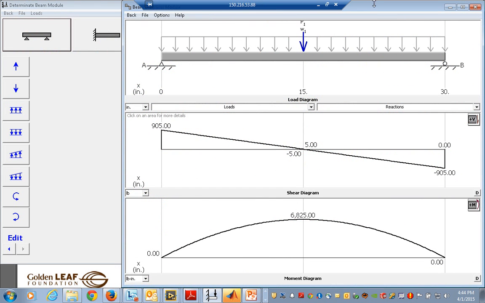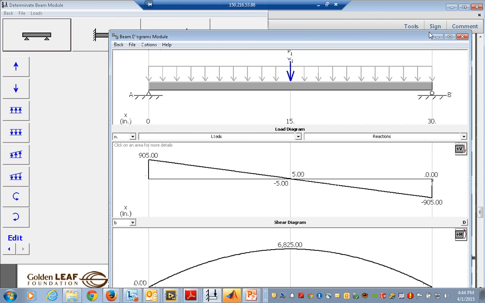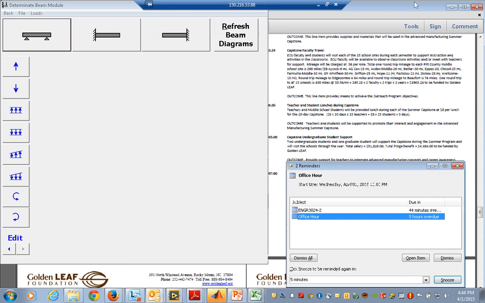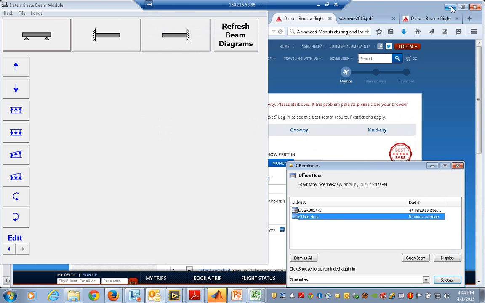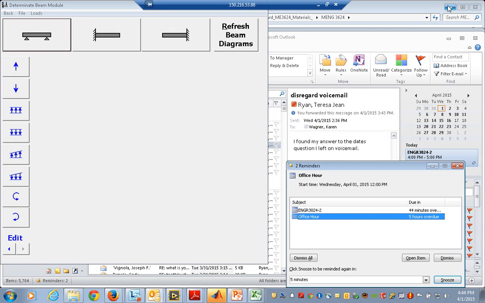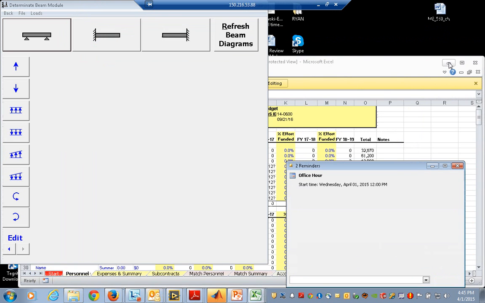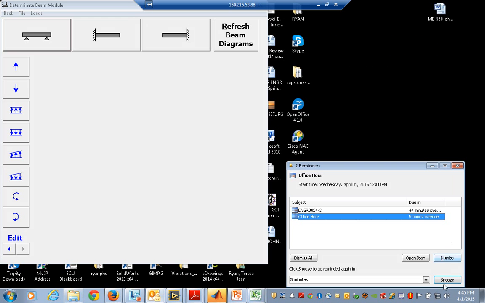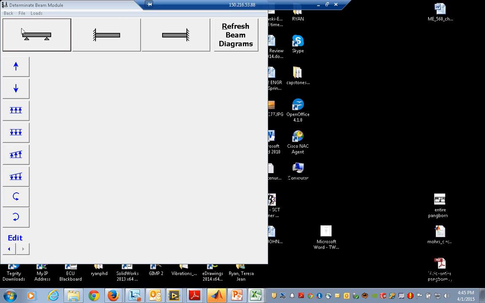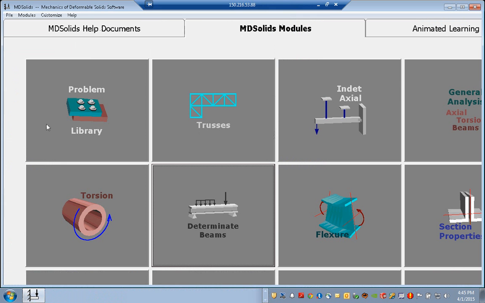So this is what MD Solids looks like. My brain is too full. Hey, it's time to go to class. Okay, and if we go back, you can do trusses, you can do indeterminate beams, you can do determinate beams.